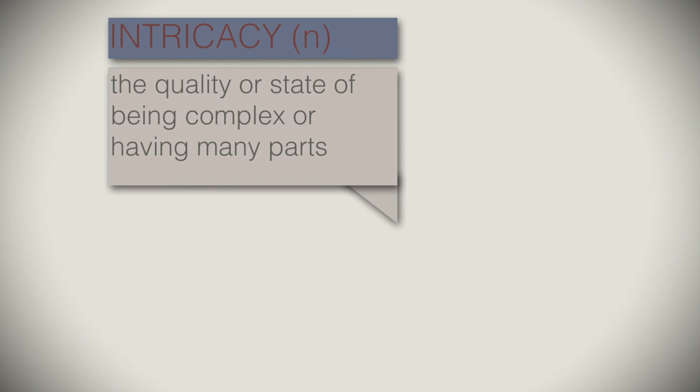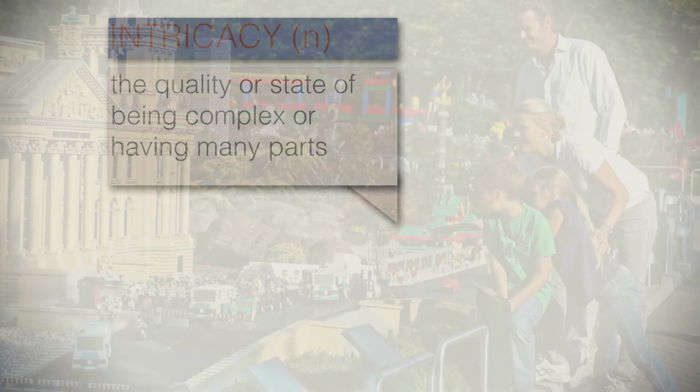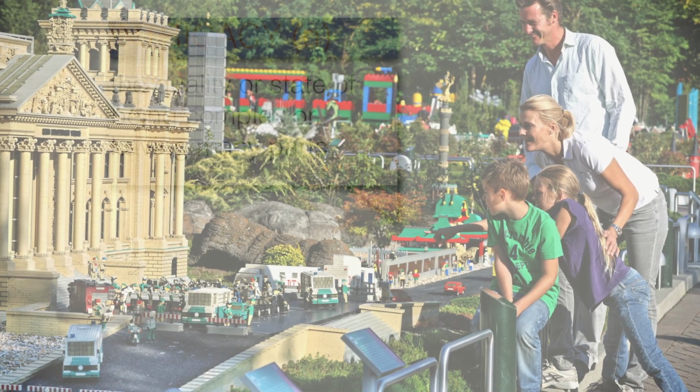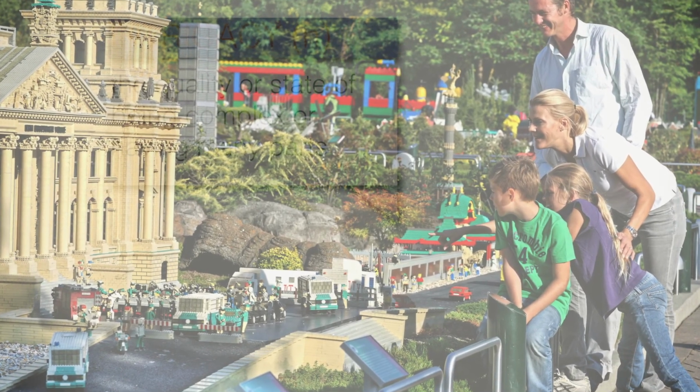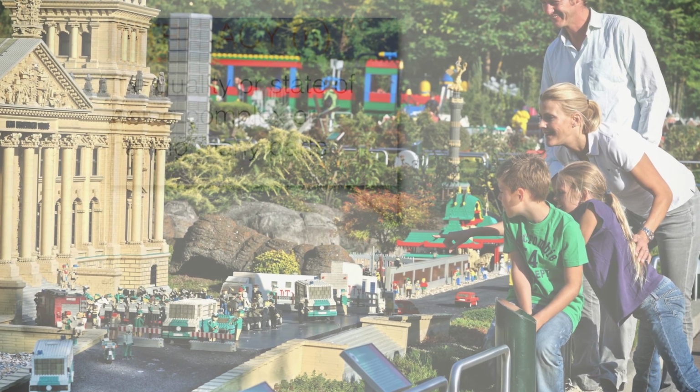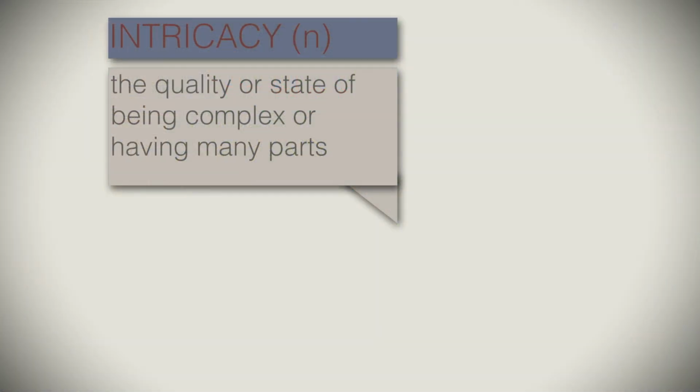Intricacy. Intricacy is a noun referring to the quality or state of being complex, having many parts. For example, I was surprised at the intricacy of the displays at Legoland, even though I'd been told how amazing they really were.